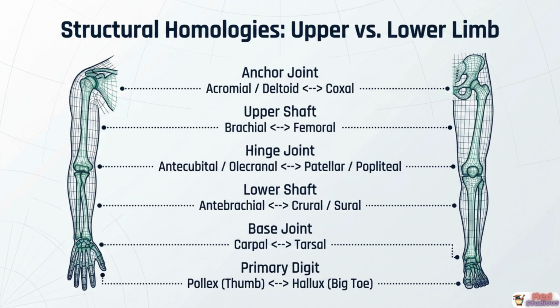At the base joint level, the upper limb has the carpal wrist. The lower limb has the tarsal ankle. And at the primary digit level, the upper limb has the pollex thumb. The lower limb has the hallux big toe. This homology is not coincidence. It reflects the shared developmental blueprint of all tetrapod limbs.